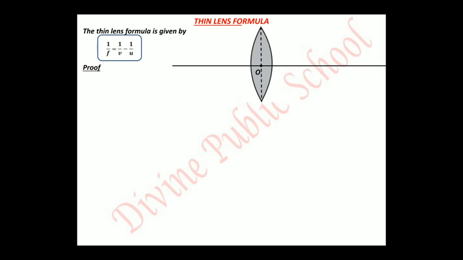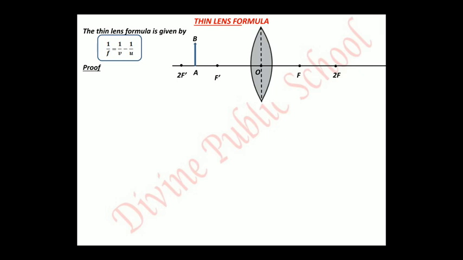We have an optical center of the convex lens. We have F dash, which is your first principal focus, and F is your second principal focus. Okay. We have 2F dash and 2F, that is twice the focal length.